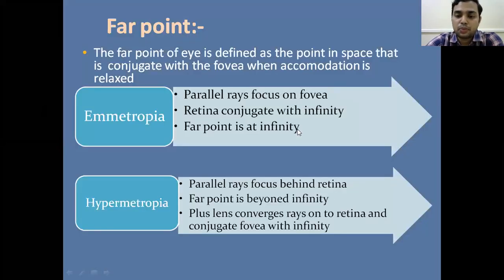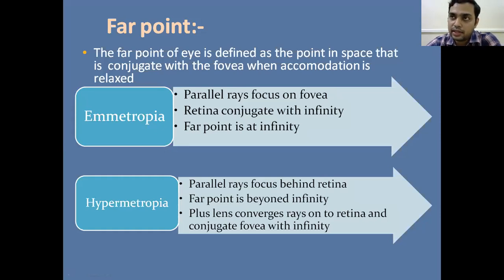Before going to the procedure of retinoscopy, you have to know the concept of far point. What is far point? It is defined as a point in space that is conjugate with the fovea when accommodation is at a relaxed state. So it is a point in space that is conjugate with the fovea of the eye when accommodation is at rest. Conjugate means it is parallel at the level of the fovea.